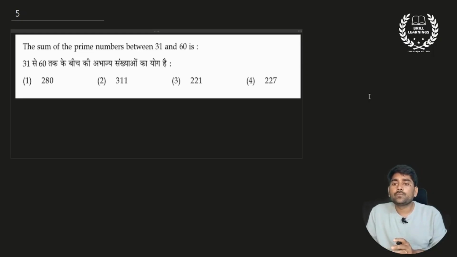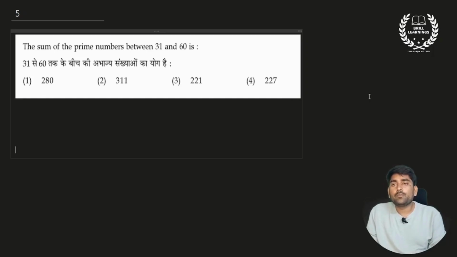Sometimes they will ask the sum of prime numbers between 31 and 60, both inclusive or both exclusive, like that. Based on the question, we can decide whether to consider them or not. But here they have not given whether to consider or not. That is why we have to exclude 31 and 60. In between those two numbers only we have to consider.